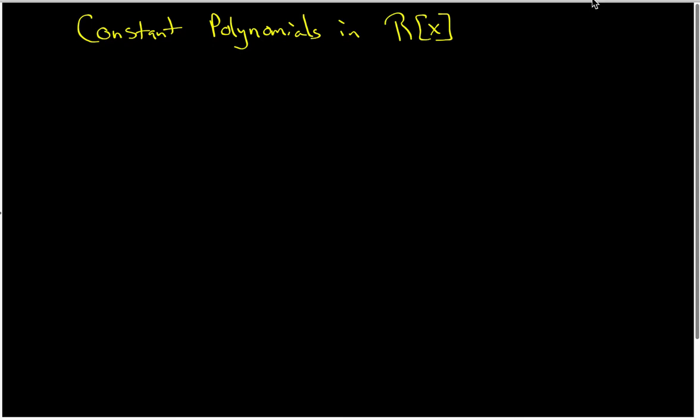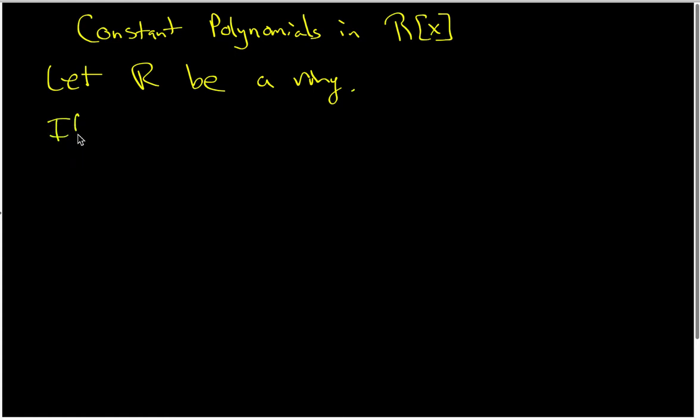In this video, we are going to look at constant polynomials inside the polynomial ring R[x]. And we're also going to see that the constant polynomials can be thought of as elements of R themselves. And so the upshot is that R can be thought of as a subring of R[x]. So to get started, we will let R be a ring.